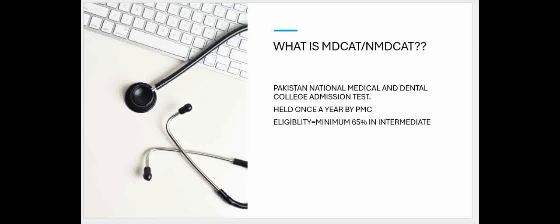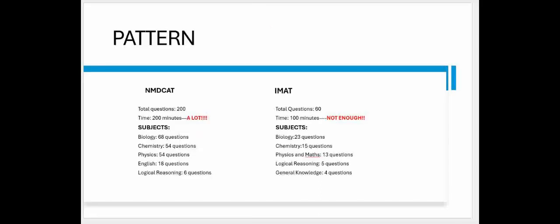Meanwhile, there is nothing like that mentioned for IMAT. You just have to have 12 plus years of education, having passed those years, of course. So now comes the pattern. If you just look at the pattern as it is, how many questions both of these have and the subjects, you might not find it really different, since for both of them, biology and chemistry make up more than 50% of the syllabus. And then for MDCAT, there comes physics.